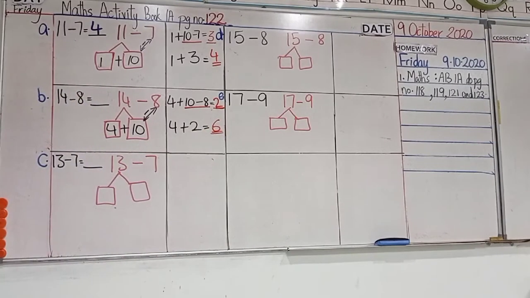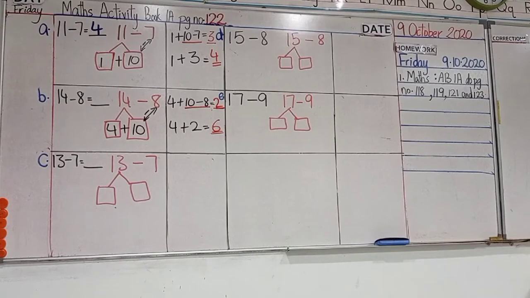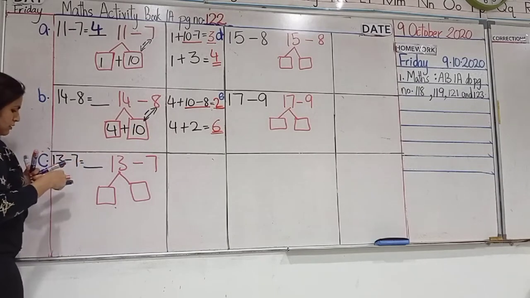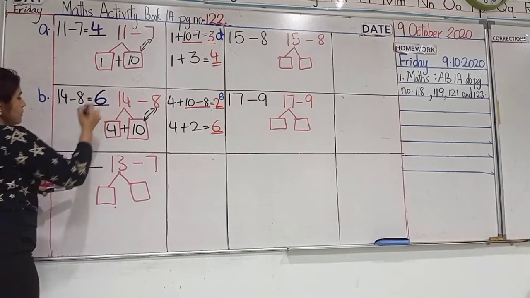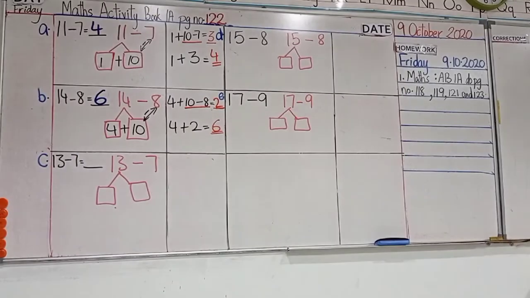14 minus 8, 8 fingers, backward count: 13, 12, 11, 10, 9, 8, 7, 6. You got the same answer? Yes. Okay, quickly then. Can I do the other one by myself? The whole sum? Yes. Okay.